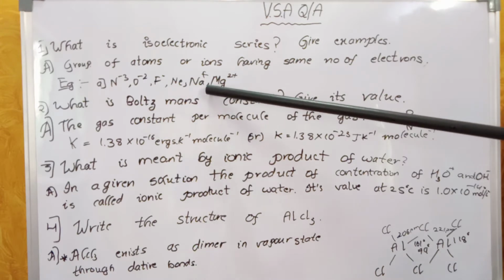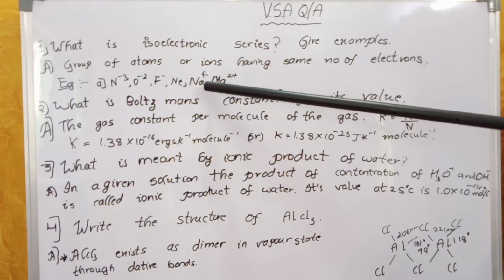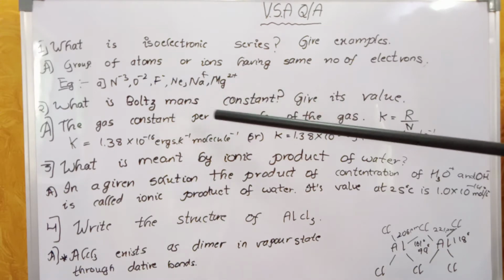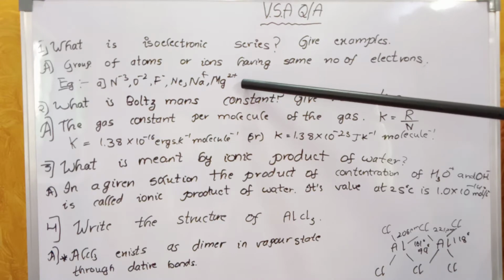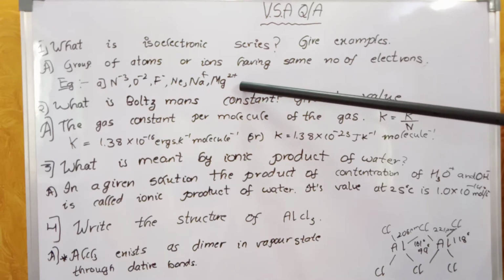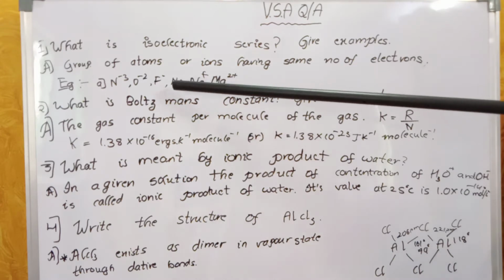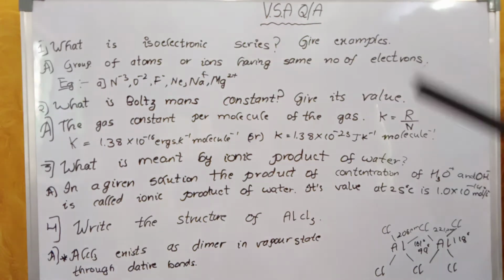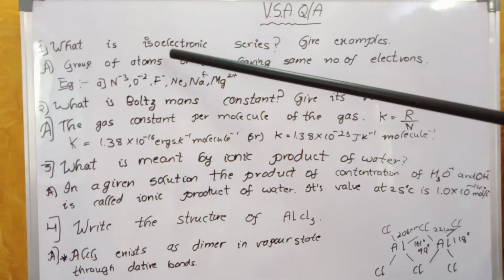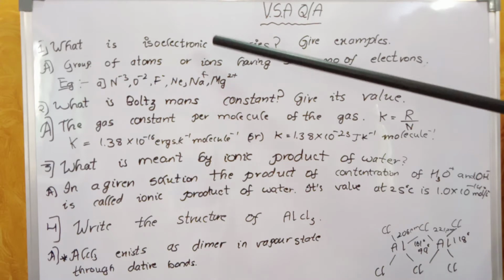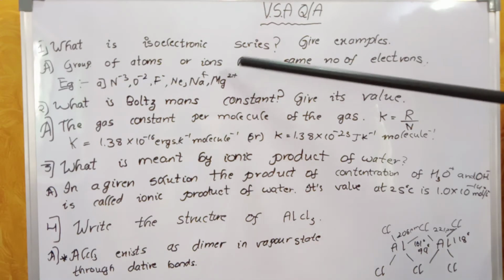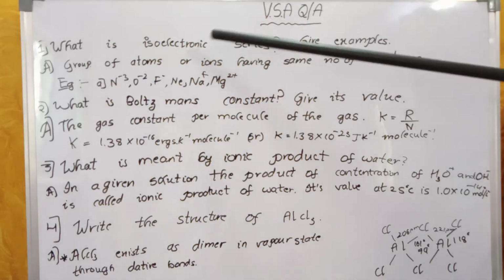And if you take sodium, the neutral atom has atomic number 11, so 11 electrons, but Na plus, when it loses 1 electron, gains positive charge. So the electronic configuration of Na plus is similar to that of neon again. And magnesium, the neutral atom has 12 electrons, its atomic number is 12, but when it loses 2 electrons, it gains the charge Mg plus 2. So Mg plus 2 also has a configuration similar to that of neon. Here iso means similar and electronic means the same number of electrons or electronic configuration. So a group of atoms or ions having the same number of electrons is called an isoelectronic series.